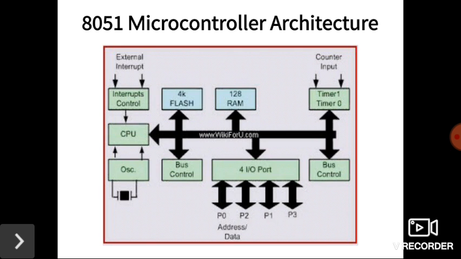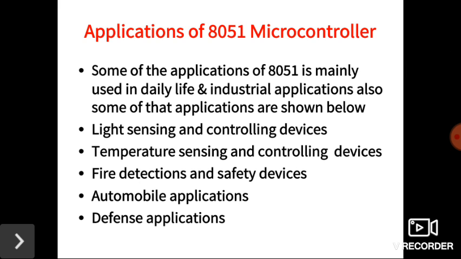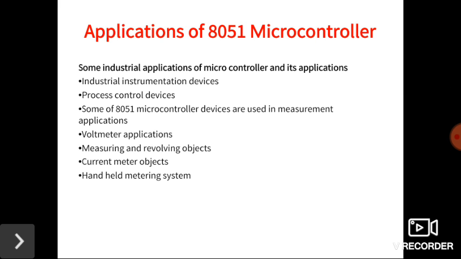Next we can see the applications of the 8051 microcontroller. Some of the applications of the 8051 are mainly used in daily life and industrial applications. Some of the applications shown below are light sensing and controlling devices, temperature sensing and controlling devices, fire detection and safety devices, automobile applications, and defense applications. Some industrial applications of the microcontroller are given below.